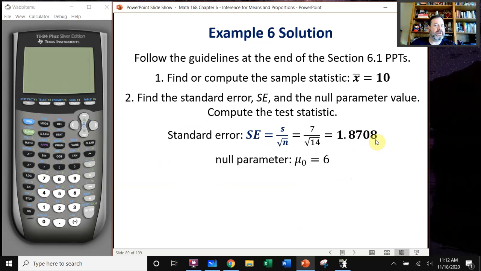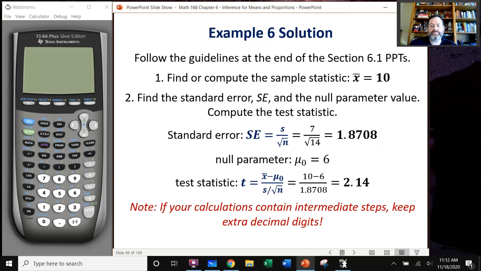And why am I keeping 4 decimal places here? I'll show you. So your test statistic is just plug everything into the formula: x bar minus the null parameter over the standard error. It's a t. So 10 minus 6 over 1.8708 is 2.14. If your calculations contain intermediate steps, keep extra decimal digits.